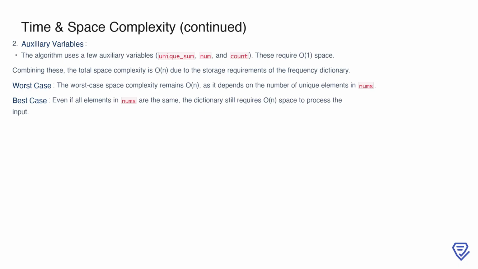In the worst case, where all elements in the input are unique, the dictionary size grows linearly with the input size, resulting in O(n) space usage. Even in the best case, where all elements in the list are identical, the algorithm still requires O(n) space to process the input list. This is because the dictionary must account for all elements during the iteration, regardless of whether they are unique or not.